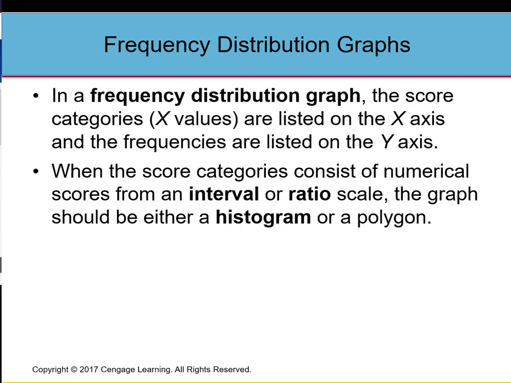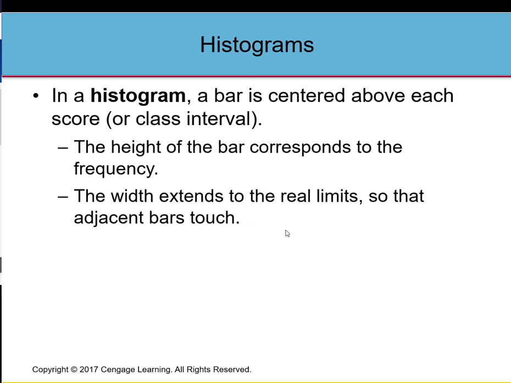So in addition to the tables, we can also make frequency distribution graphs. Okay, when the score categories consist of numerical scores from an interval or ratio scale, we could do a histogram or a polygon. So in a histogram, a bar is centered above each score, and the height of the bar corresponds to the frequency, and the width extends to the real limit.